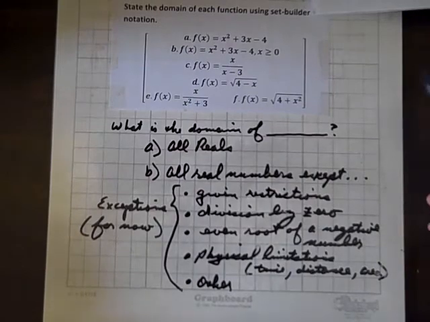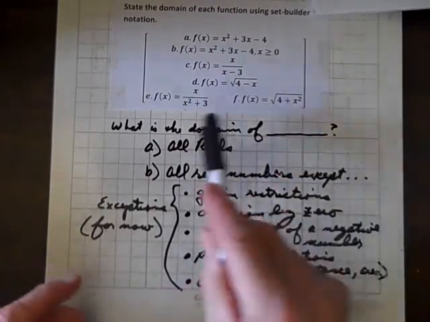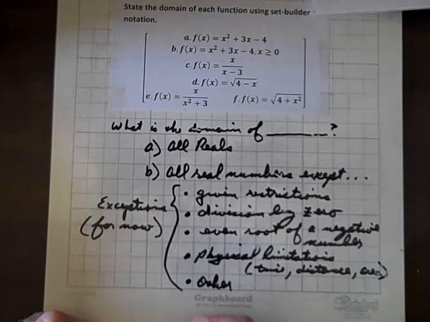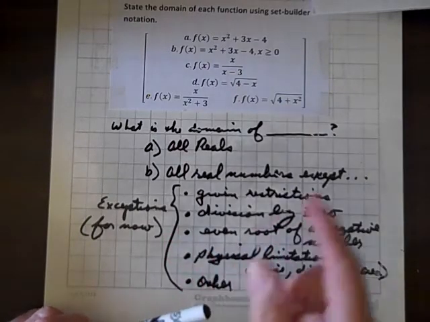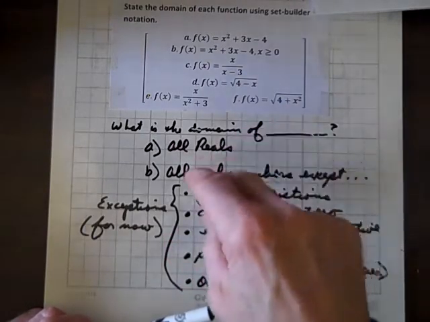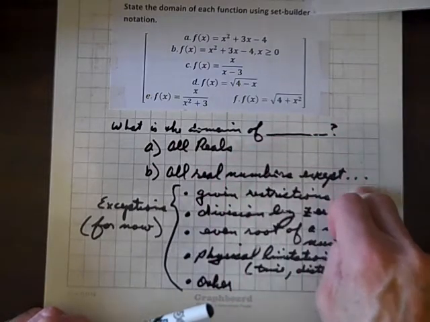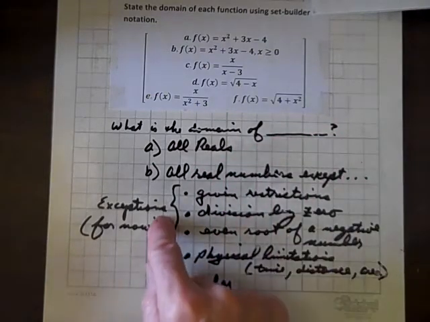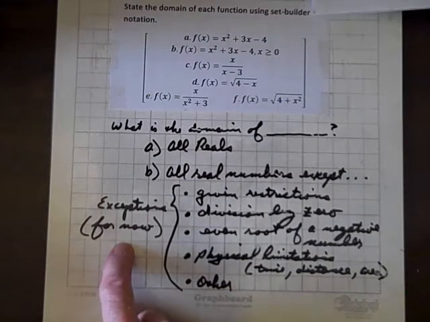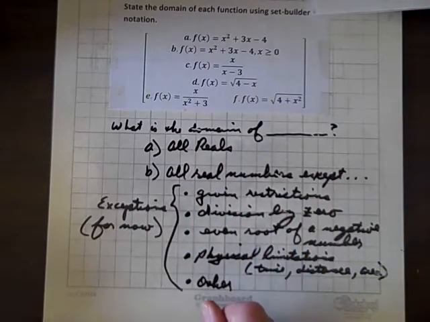The question we're dealing with is what's the domain of some function? And we have two options. Either it's all reals or it's all reals except. And those exceptions for now are given restrictions, division by zero, even root of a negative number, physical limitations such as time, distance, area, relative to word problems, and other restrictions.